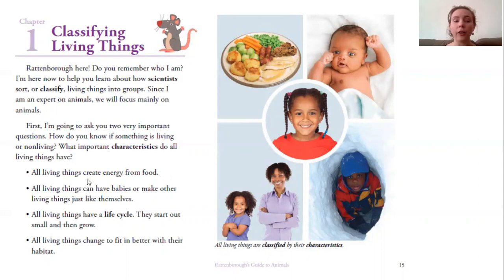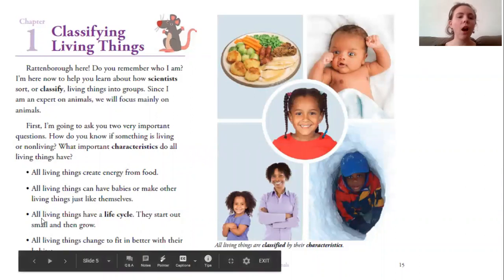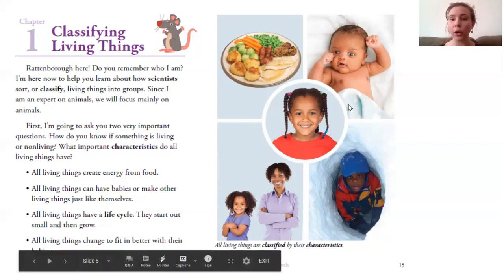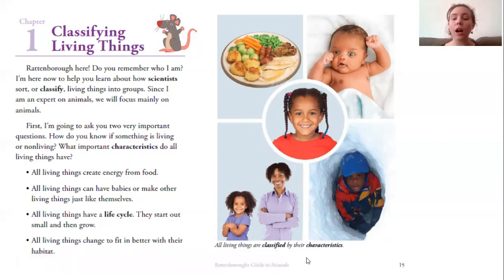All living things create energy from food. All living things can have babies or make other living things just like themselves. All living things have a life cycle. They start out small and they grow. All living things change to fit in better with their habitat. And then there's a photograph or a few photographs right here, and the caption says, all living things are classified by their characteristics.